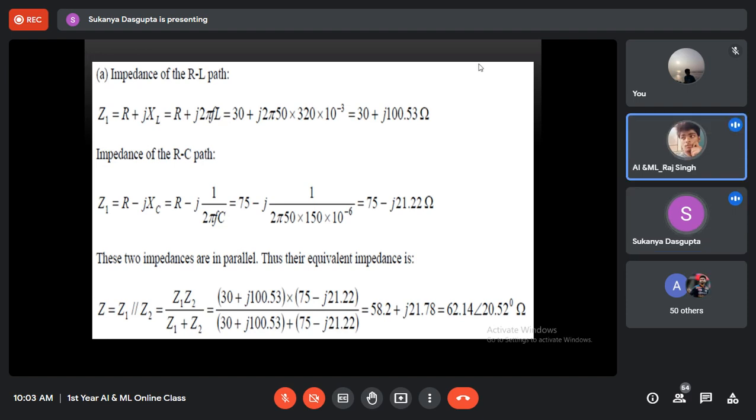I'm having difficulty with this calculation part, this last calculation part. Yes, that you have to do.